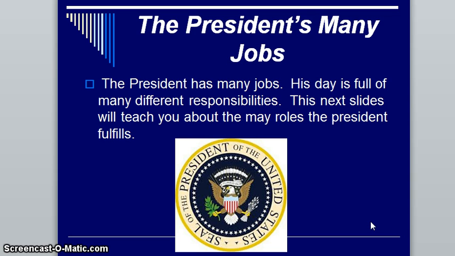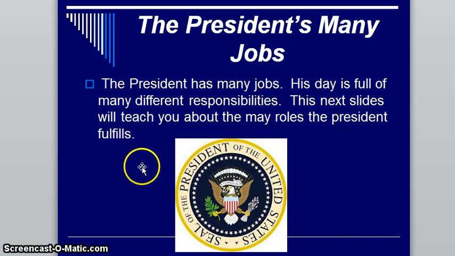Okay, so today we're going to first start talking about the president's many jobs. He fulfills many different things within a day. He will make bills, or propose legislation. He'll have cabinet meetings. He will meet with his White House office. When he is doing different actions, he is fulfilling a role. We're going to today talk about the 7 roles that the president fulfills.